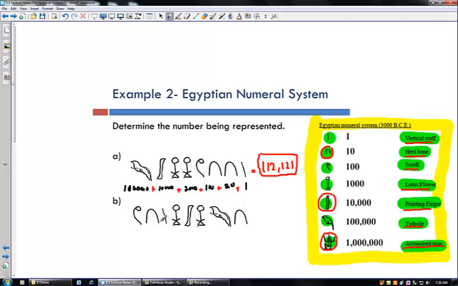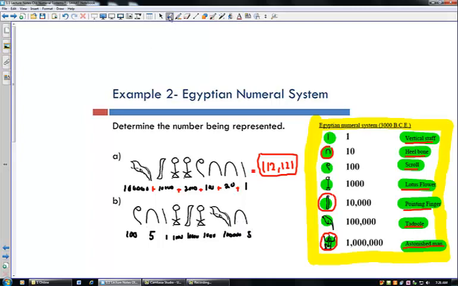Let's do one more, and I want to do this one down here so you can see a certain property of this numeral system. Again, you simply look at the symbol and write down the number of things it represents. So here you have a scroll, which is 100 things, a heel bone, which is 5 things, a vertical staff, which is 1. You have a lotus flower, which is 1,000, a pointing finger, which is 10,000, another lotus flower, which is 1,000. And here's this tadpole over here, it's 100,000. And then you have a heel bone, which is another 5.